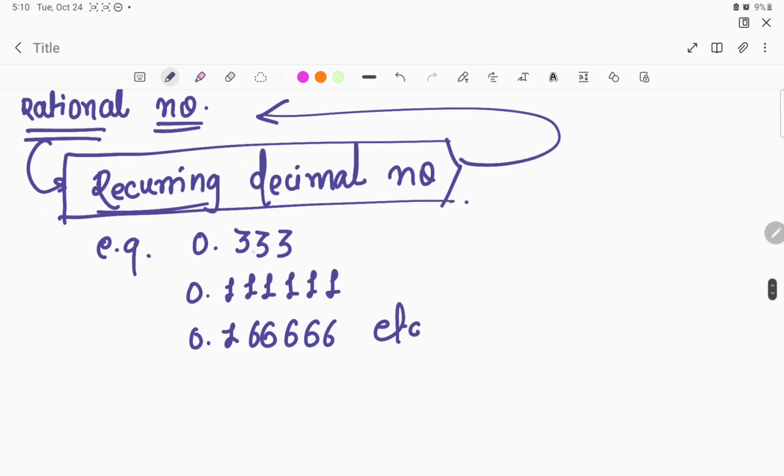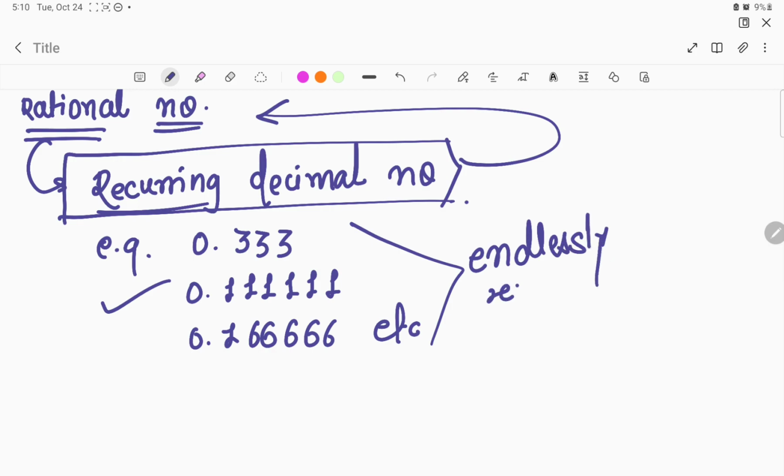Like here in the first example, after 0.3333 is repeating, right? So this is called a recurring decimal number. Similarly, in the second example, after 0.11111 is repeating, okay? And this repeating has no end. This is endless repeating, or endless recurring numbers, which has no end basically.